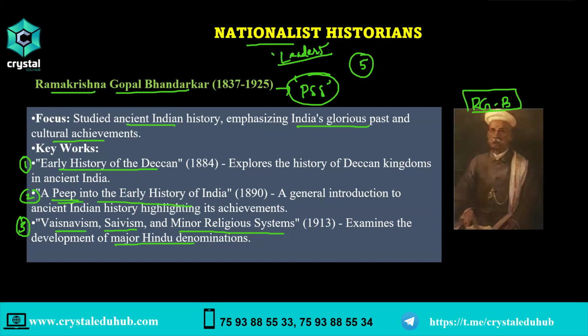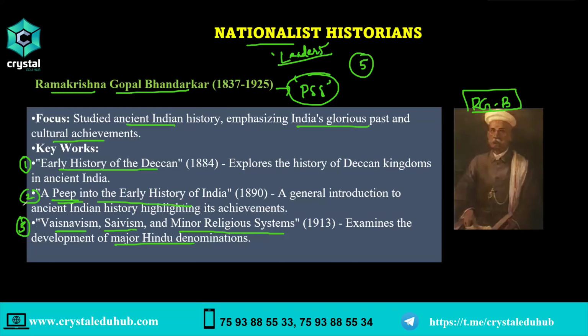That is Ramakrishna Gopal Bhandarkar. We will discuss more nationalist historians and works related to the national movement when we discuss major freedom fighters and their contributions. So here we simply have some nationalist historians and their contributions.